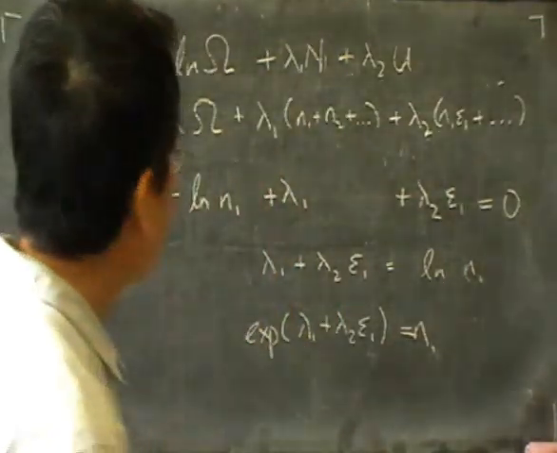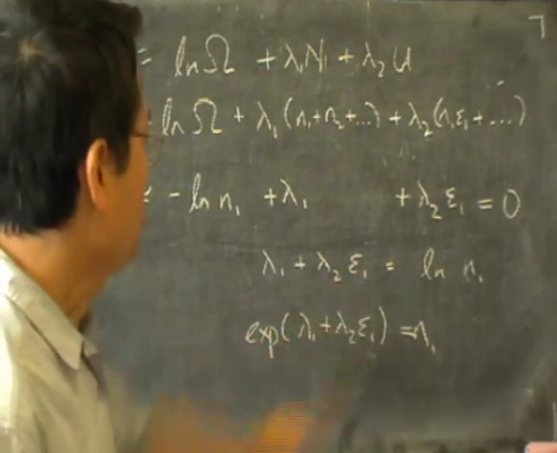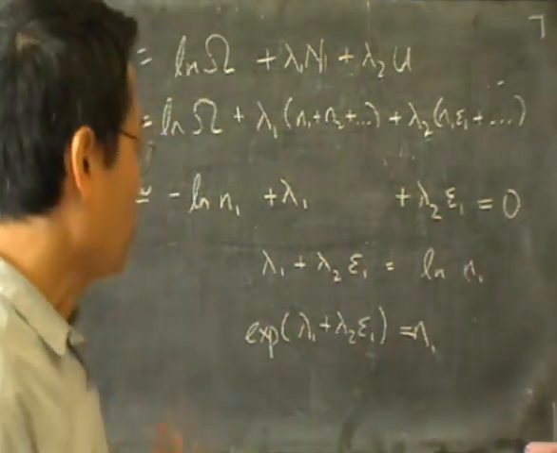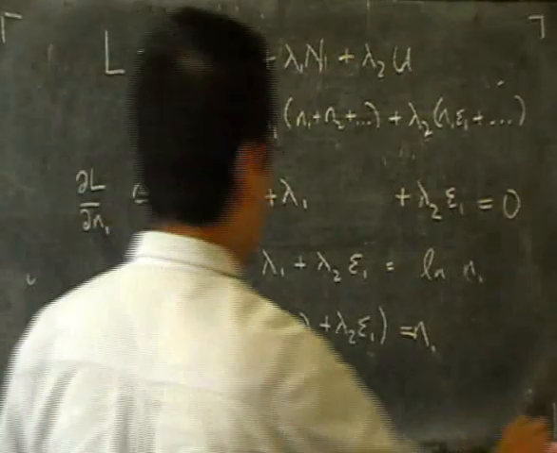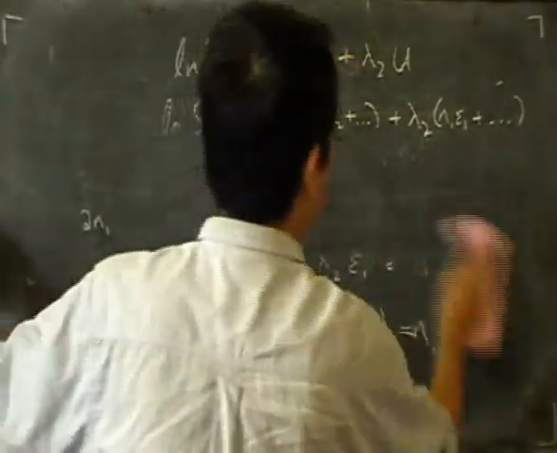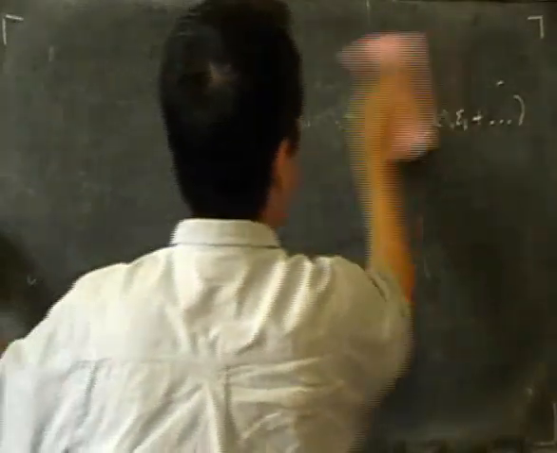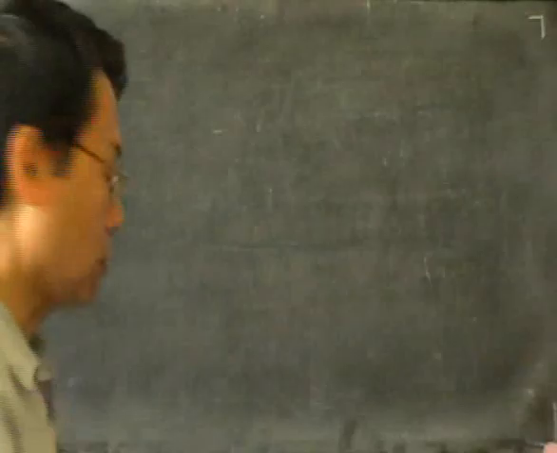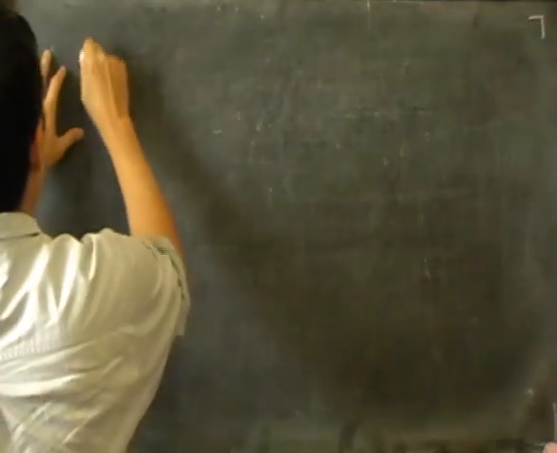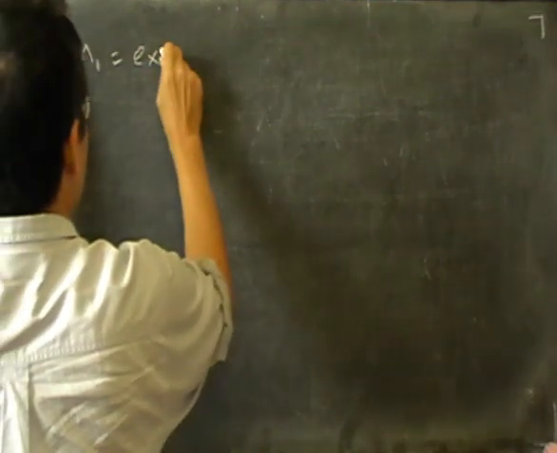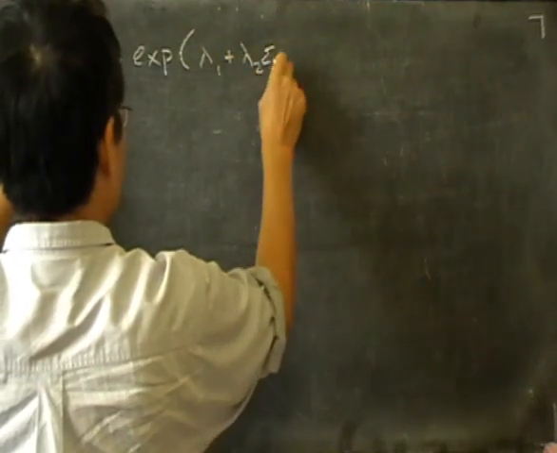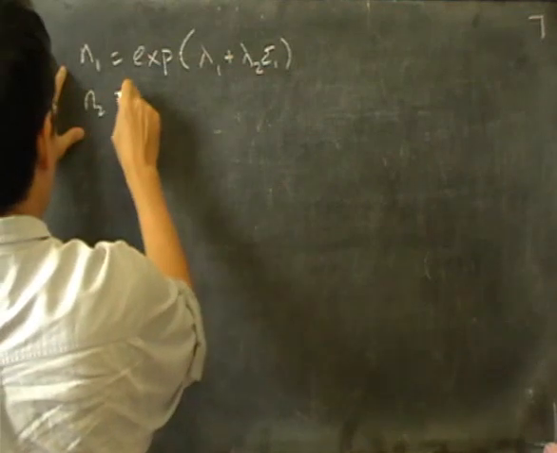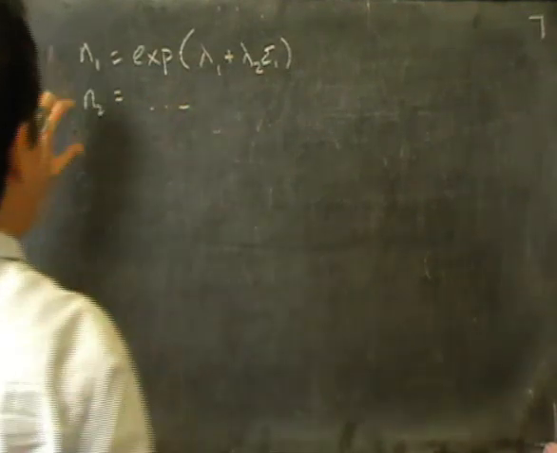Now in principle, we can combine this with the equations for the constraints and solve for lambda 1 and lambda 2. So let's see where this can take us. Let's take stock of what we have now. We have n1 in terms of lambda 1, lambda 2 and epsilon 1. Likewise, we have similar expressions for n2 and n3 and so on.